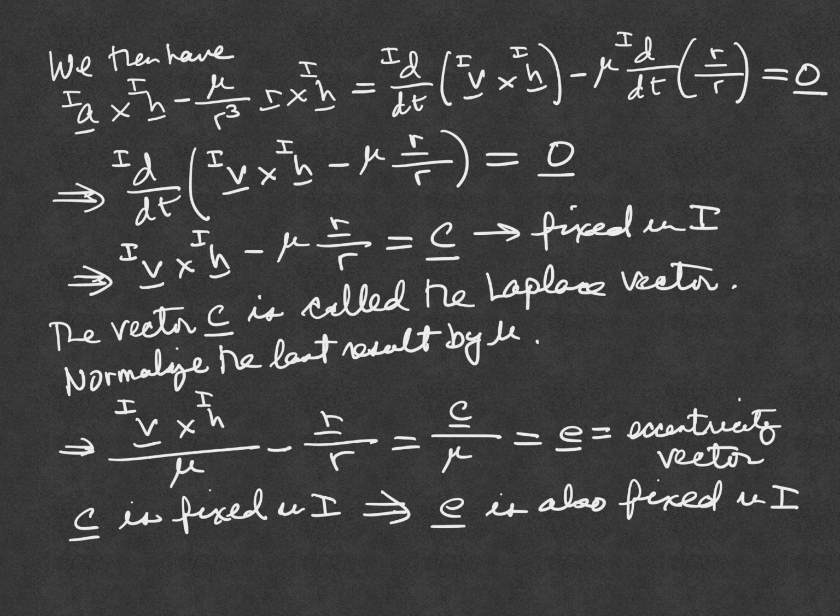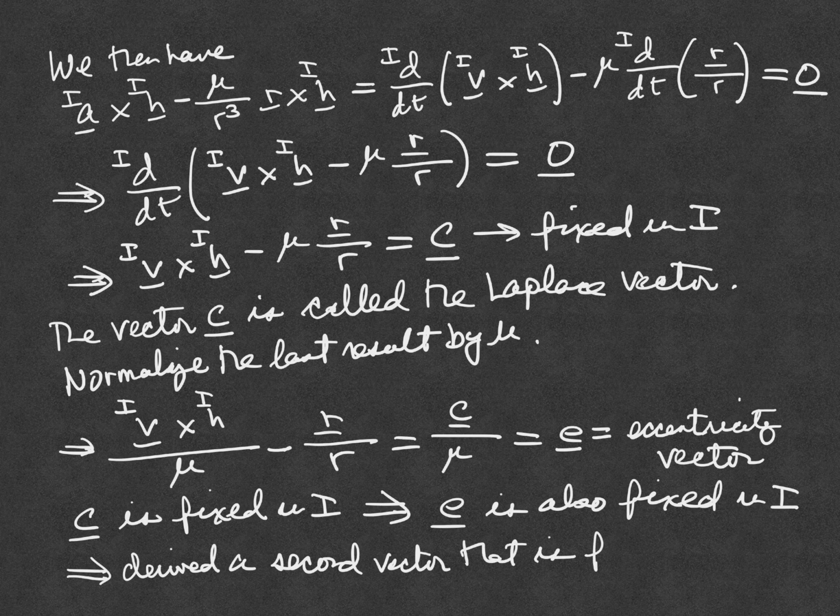And we work with E instead of C. So now we have a second vector. So we just derived a second vector that is fixed in I. But remember, we're trying to develop a right-handed orthonormal basis, so we need to know whether or not that vector is actually orthogonal to the first vector that we derived, which we're going to do now.